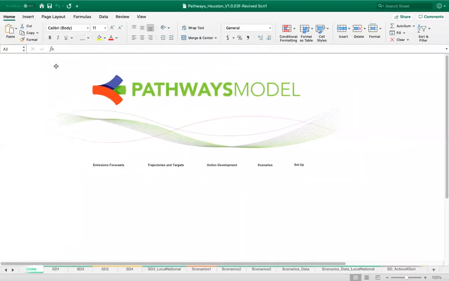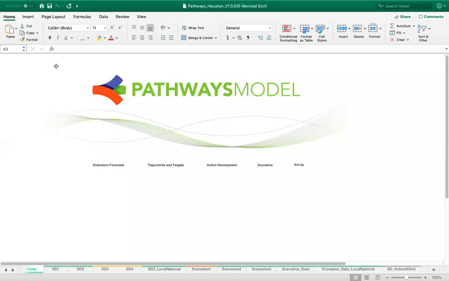the tool itself is an Excel-based tool. It's there to be widely used. It's not intended to be a proprietary platform. So it's set up to be applicable across all standard Office environments. And as you can see there, there are 5 major areas into which the tool is broken down, corresponding with those pieces that we just walked through. Looking at emissions forecasting, trajectories and targets, what are the action pieces that we can do, the scenarios that they result in, and finally setting the model up.